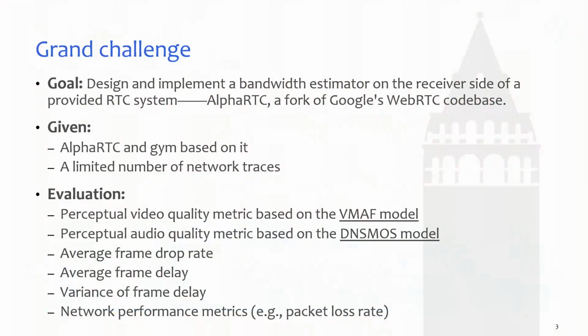In this challenge, OpenNetApp provided the Alpha RTC engine for reinforcement learning. At the same time, they also gave a limited number of network traces. The traces are measured in real environments such as 4G, 5G, and wired network environments. The model is scored mainly by the quality of audio and video and network performance metrics. In fact, this evaluation system requires us to provide as smooth and fast bandwidth estimation as possible and reduce latency and packet loss.